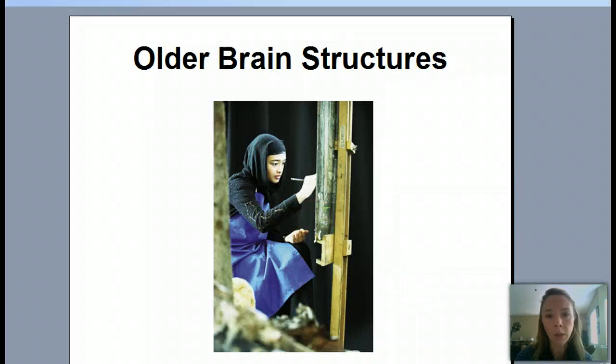Okay, so let's start our notes on the older brain structure. Again, you should be writing these down in your chart that I provided for you. The brain structure. So we're going to start looking at it developmentally.